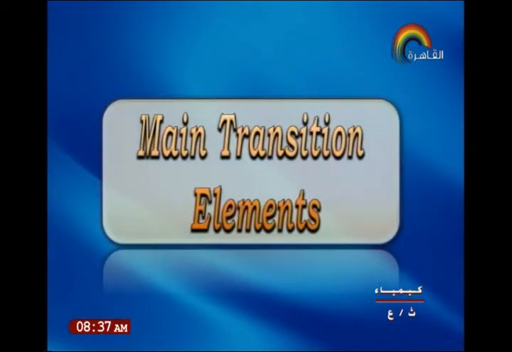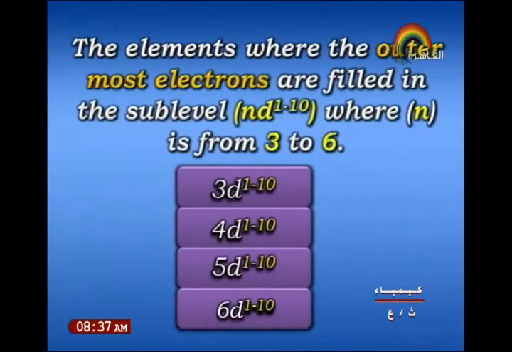Now, my dear students, we are going to discuss the main transition elements, which is the first chapter in our syllabus. The elements where the outermost electrons fill the sublevel nd from 1 electron till 10 electrons, where n is the principal quantum number, which is from 3 to 6, as shown on the screen: 3d, 4d, 5d, 6d.